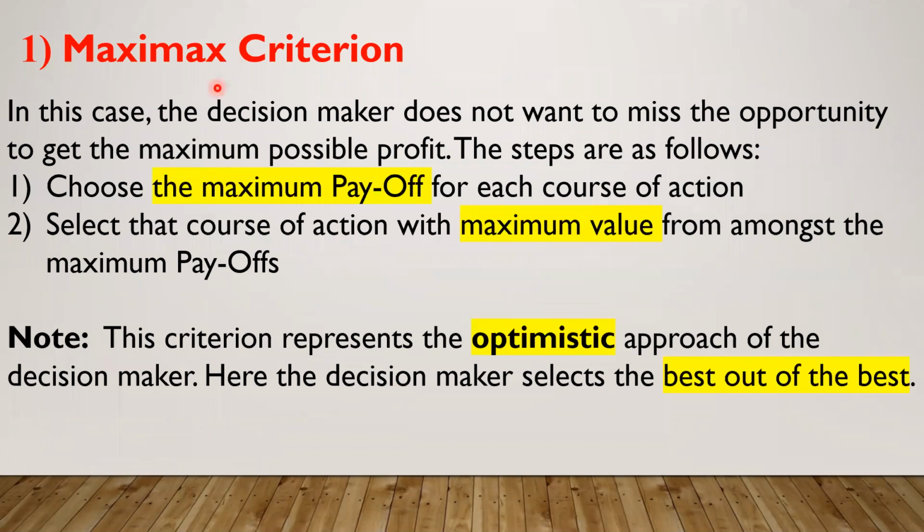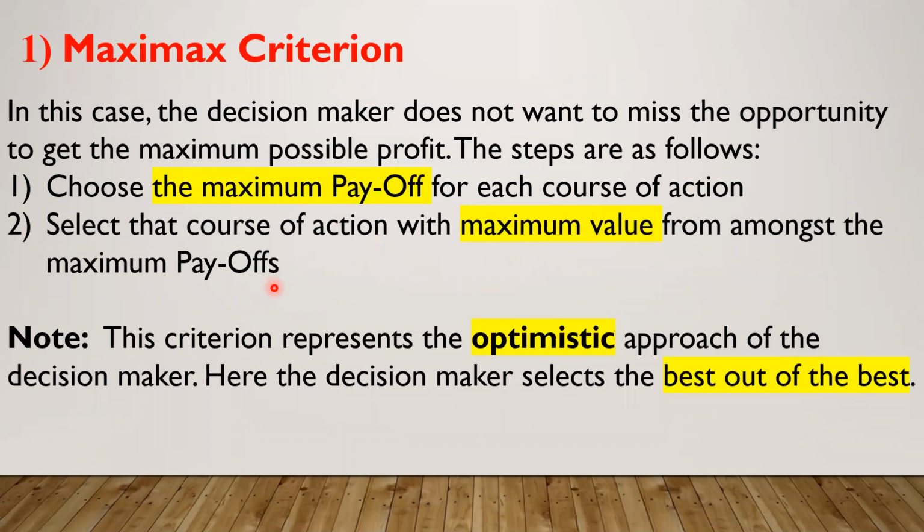What is Maximax criterion? Yesterday we have seen an example, an exercise where we have used these criteria to solve the problem to get the best decision. In this case, the decision maker does not want to miss the opportunity of getting maximum profit. So what are the steps used? First, select the maximum payoff for each course of action. For every course of action, select the maximum. And then from these maximums, again select the maximum. So select that course of action with the maximum value from amongst the maximum payoffs.